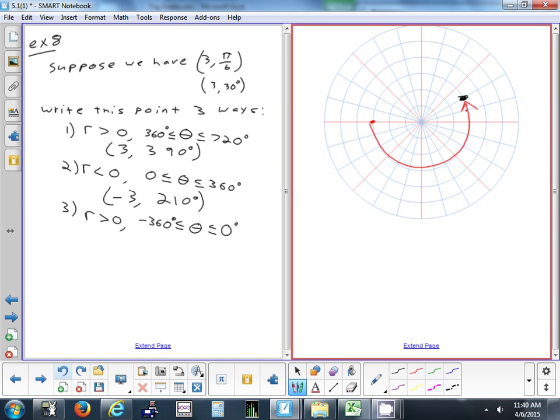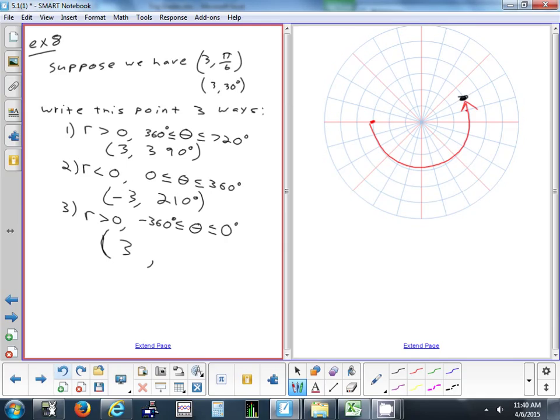And Zach, how about my radius for the last one? 3. Yep. This time they want +3. So the point is just to get back to there. You got to get back to this point somehow. And now they want you to go negative angle. So they want you to go around this way.